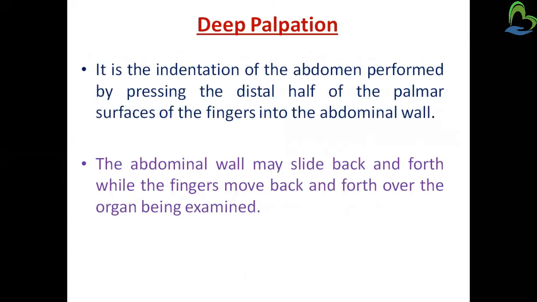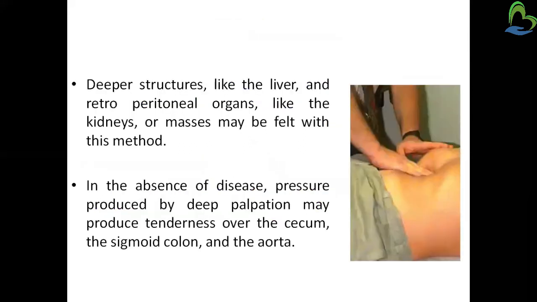The next is deep palpation. It is indentation of the abdomen performed by pressing the distal half of the palmar surface of the fingers into the abdominal wall. The abdominal wall may slide back and forth while the fingers move back and forth over the organ being examined. As shown in the figure, the person is doing deep palpation. Deeper structures like the liver, retroperitoneal organs like the kidneys, and masses may be felt with this method.